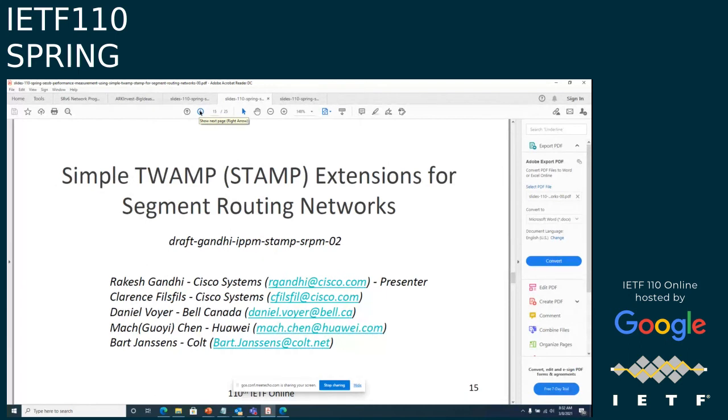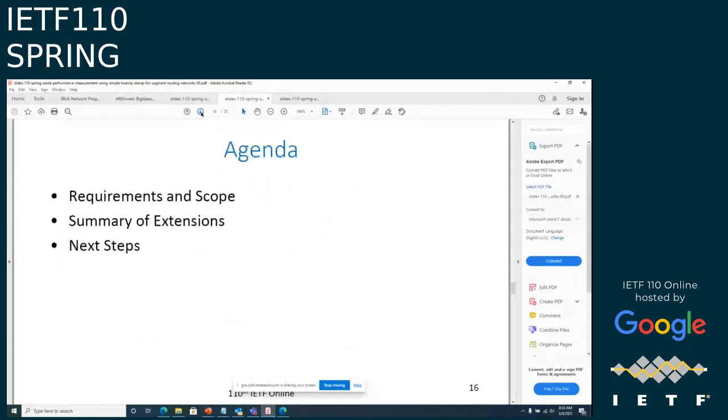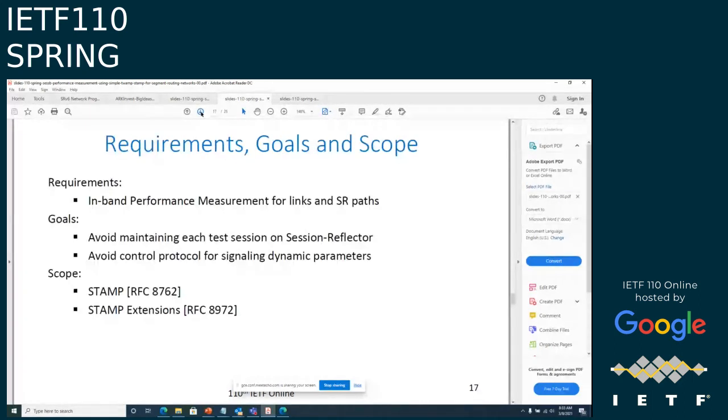Thanks, Guyan. Okay, now we'll go to the next deck. Go ahead. Since this draft in IPPM is a normative reference for the Spring draft, it defines the extensions that Spring needs, very specific to SR, and we will go over those extensions. Next slide, please. The agenda is to look at the requirements and scope, the summary of the extensions, and next steps.